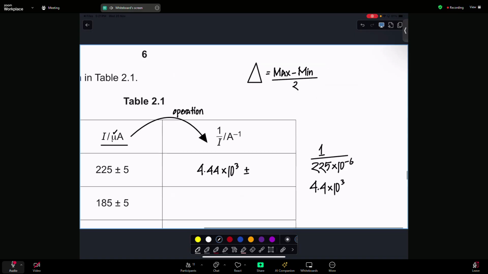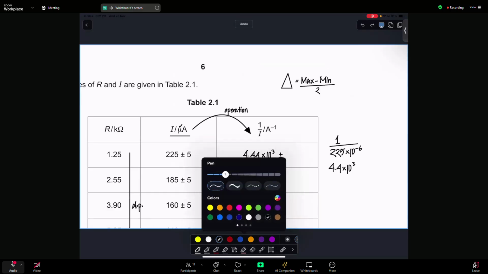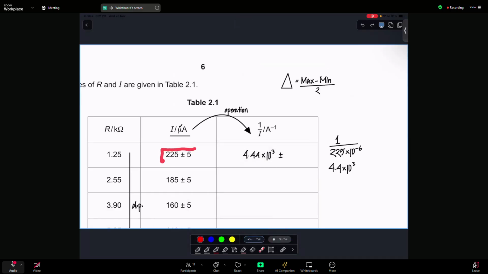Now, how do we find the maximum possible value here? So 4.44 is not the maximum possible value. To get the maximum possible value, what do I use from here? I know that this number at maximum can be 230, and at minimum can be 220. So to get the maximum possible value of 1 by I, what should I use? The minimum value, because it's 1 by I, right? If you want the maximum value of this, shouldn't you take the smallest value of I? Yeah, right? So let's try.